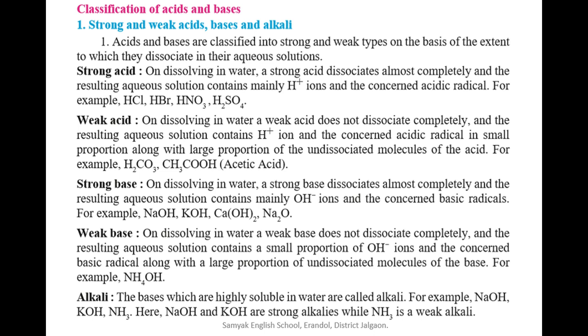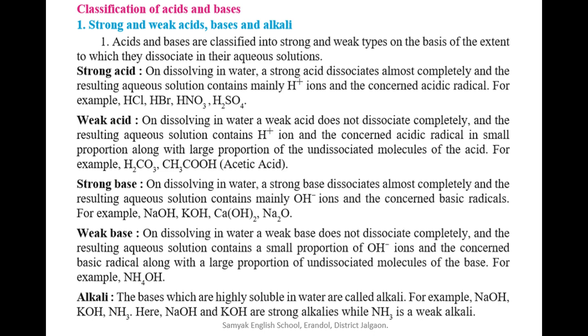Let's look at the classification of acids and bases. The first way of classifying is strong and weak acids, bases and alkali. Acids and bases are classified into strong and weak types on the basis of the extent to which they dissociate in their aqueous solutions. A strong acid, when dissolved in water, dissociates almost completely, and the resulting aqueous solution contains mainly hydrogen ions and the concerned acidic radical. For example, hydrochloric acid, hydrobromic acid, HNO3, and H2SO4, nitric acid and sulfuric acid. A strong acid dissociates completely and results in hydrogen ion production.